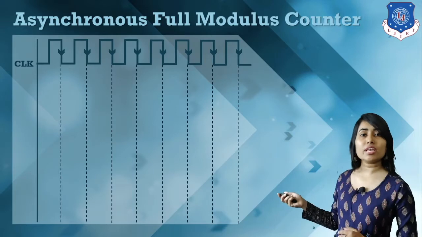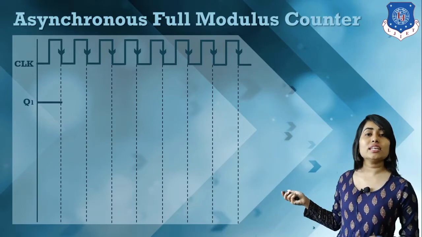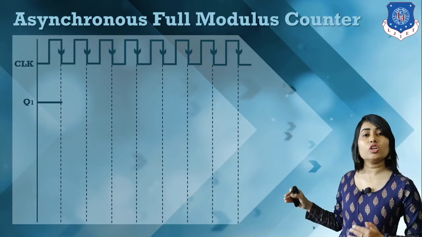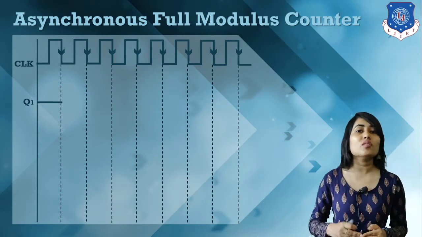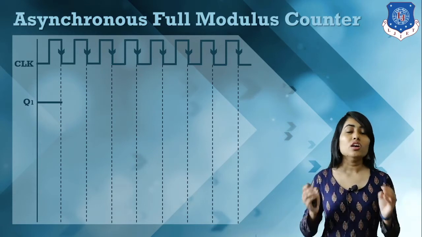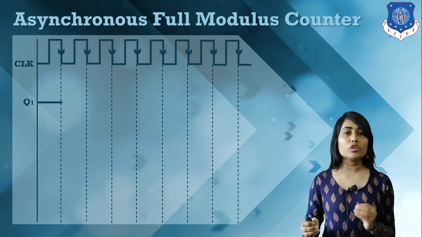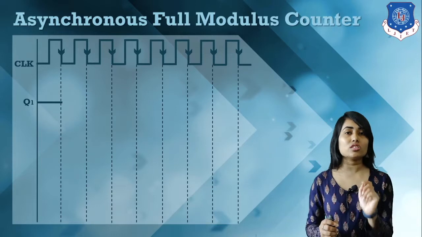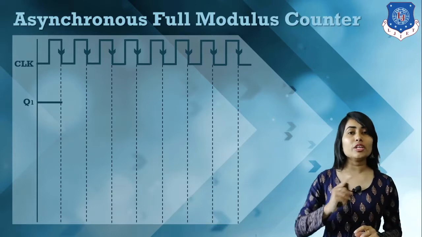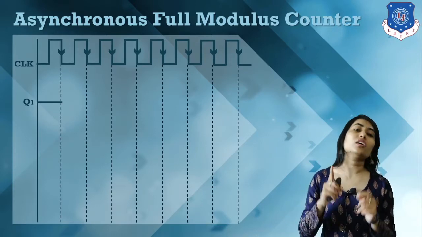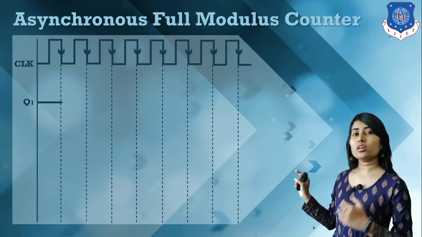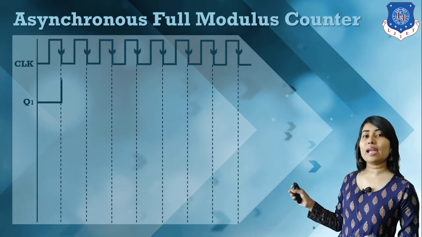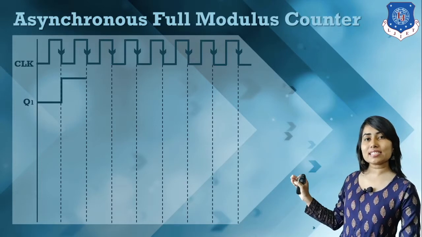First we have Q1. Initially Q1 is equal to 0. Whenever a negative edge arrives, it will toggle its value because our inputs are 1. In an asynchronous up counter we have flip-flops in toggle mode only. So whenever a negative edge arrives, our output will be toggled, that means our output will be complemented. Here we have a 0. Negative edge arrived, so our output will be 1, and it will continue up to the next negative edge.